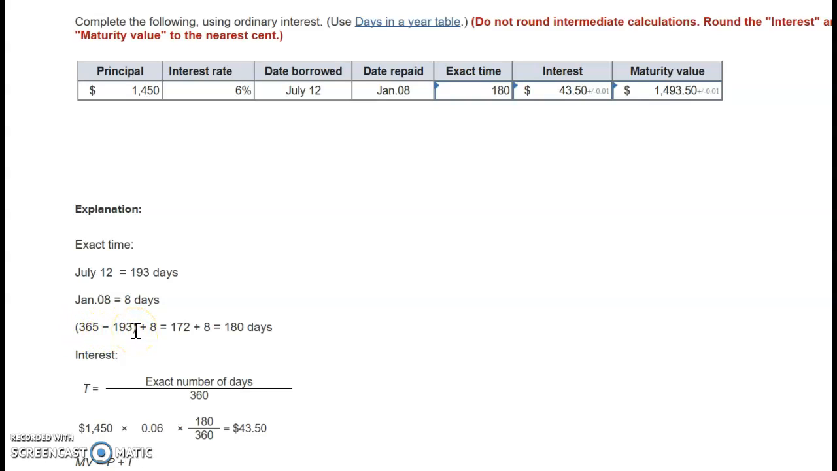So you're accounting for the portion of time. Let's just put some year terms with this so you'll understand. So let's just assume this is July 12th of 2018, okay? That's the date borrowed. The date repaid would be January 8th of 2019, okay? So we have to take into account the number of days in 2018 and then the number of days in 2019. So in 2018, we have 172 days that we determined by subtracting 193 from 365. And then in January, we have to account for those 8 days. So we wind up with 180 days.